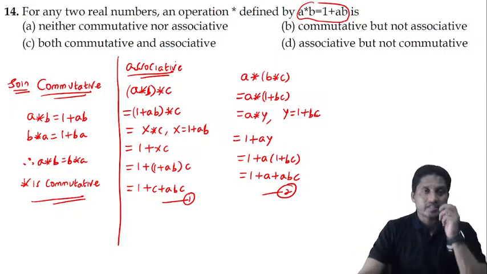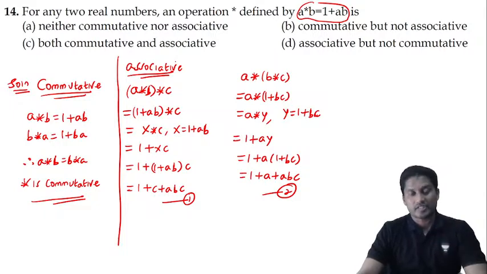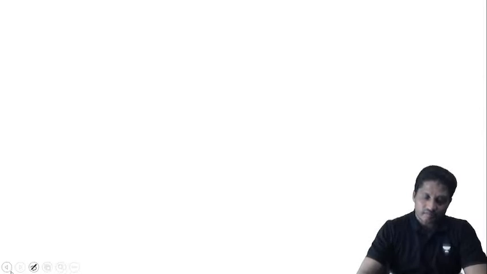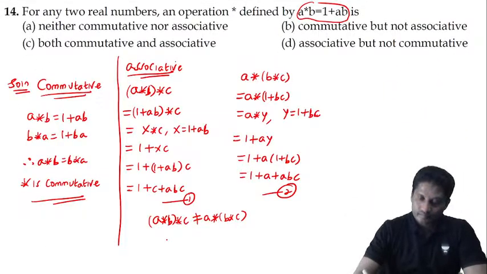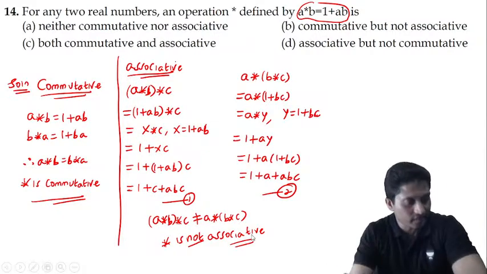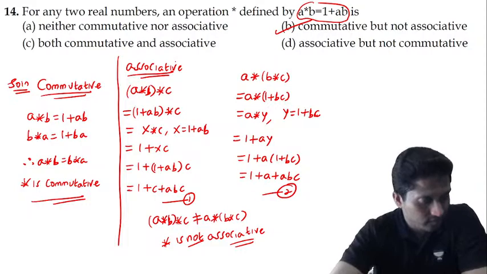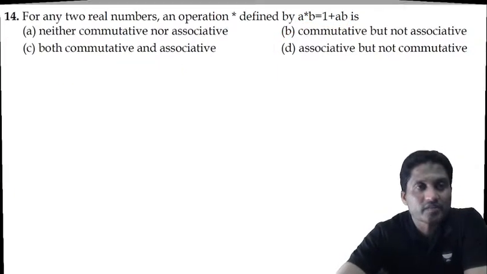Right, this you have done in Relations and Functions, 12th standard first chapter, exercise 1.4. (A star B) star C is not equal to A star (B star C). So star is not associative. Isn't it, guys? So it is commutative but not associative. Answer will be option B. Right? Let's move to the next question.